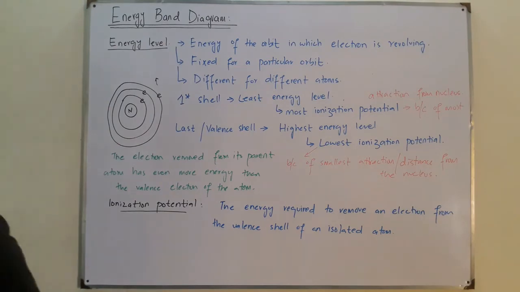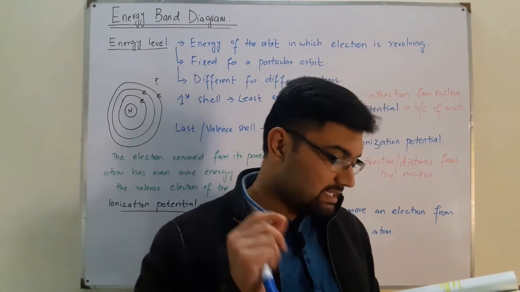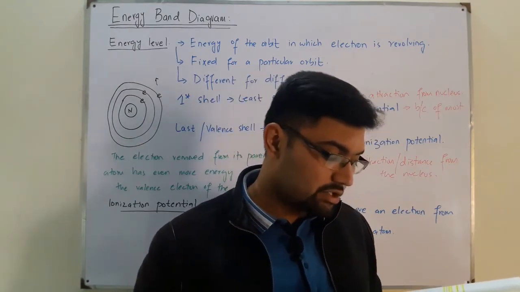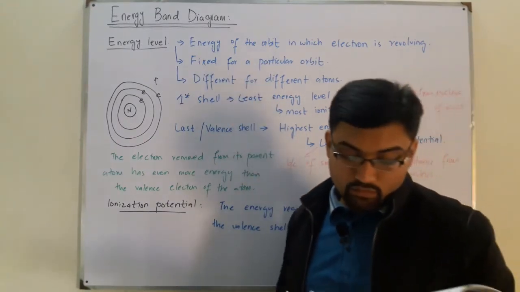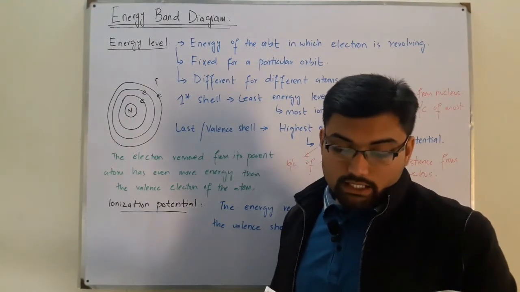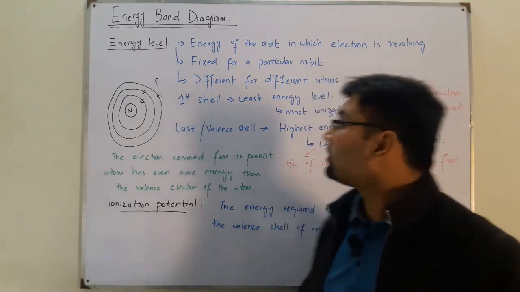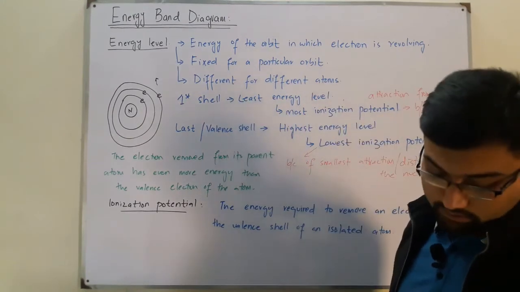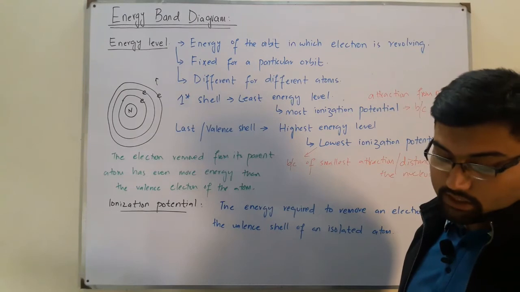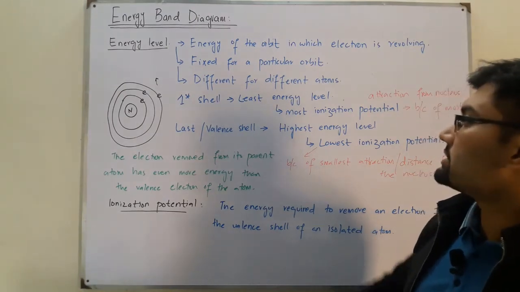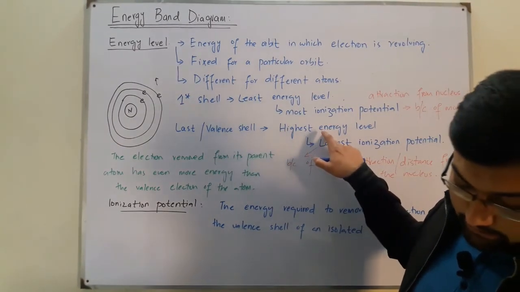Now let me read it out from the book. In the atomic structure of each isolated atom, there are specific energy levels associated with each shell and orbiting electrons. I've written down fixed, the energy levels associated with each shell will be different for every element. So I've written it different for different atoms. However, in general, the farther an electron is from the nucleus, the higher is the energy state. So the farthest, the last shell, has the highest energy level.